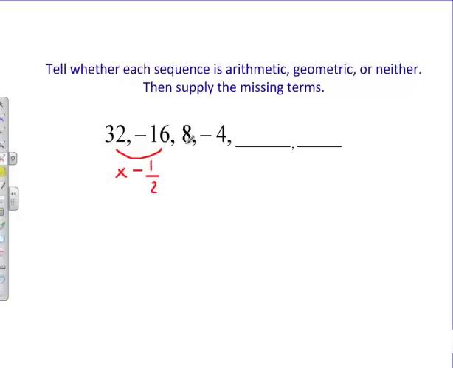And that'll work to get from -16 to 8 and from 8 to -4. So since we're multiplying by the same thing, that same common ratio every time, this is a geometric sequence. And the next two terms would be 2, and then multiply that by -1/2 is -1.